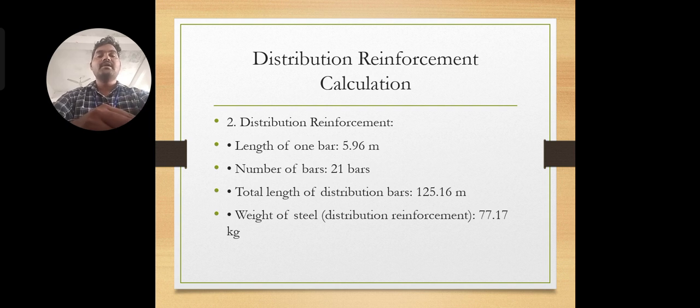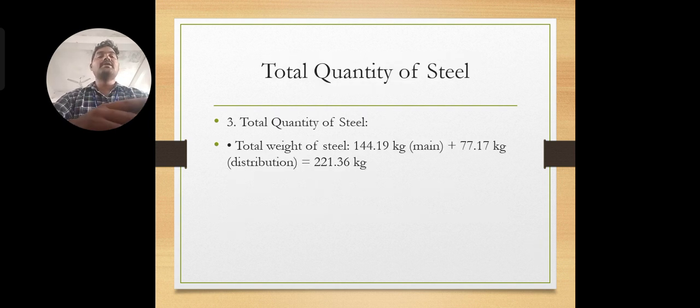So if you see here the total quantity of steel, in the case of the main bar we are getting 144.19 kgs, and in the case of the distribution bar we are getting 77.17 kgs. So the total weight is 221.36 kgs.